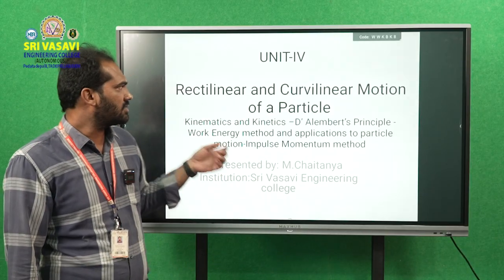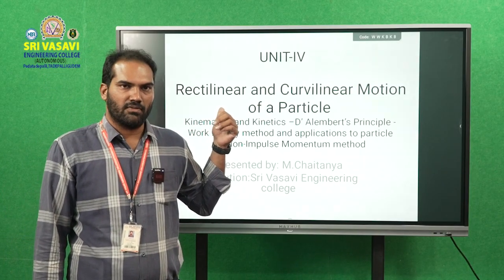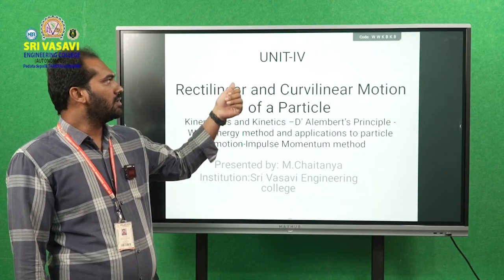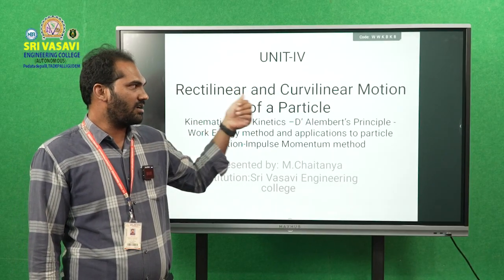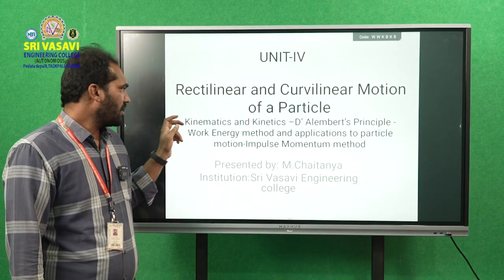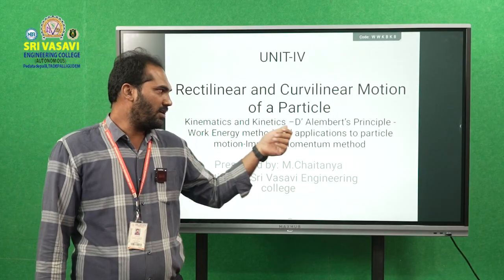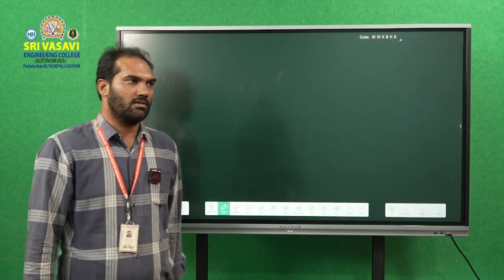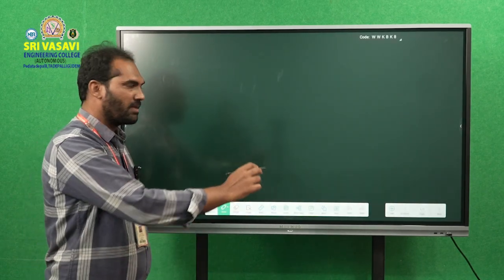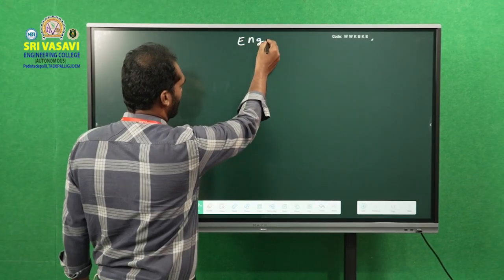Today, my topic is rectilinear and curvilinear motion of a particle in mechanics for mechanical engineering. The unit is Unit 4, which is nothing but the rectilinear and curvilinear motion of a particle. In this, the topics are D'Alembert's principle, work energy method, and application of particle motion to impulse and momentum. First, I will start with a brief introduction of what engineering mechanics is.